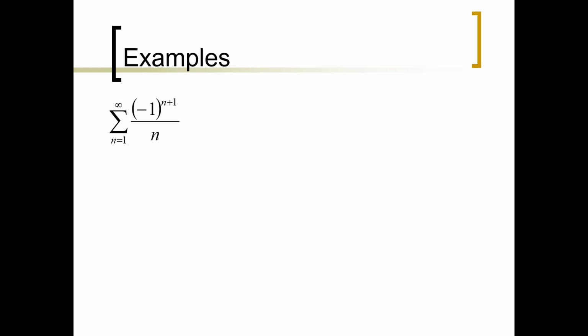So this is certainly an alternating series. If you were to write out the first few terms, it would look like 1 minus 1/2 plus 1/3 minus 1/4 and so on. This particular series is called the alternating harmonic series.